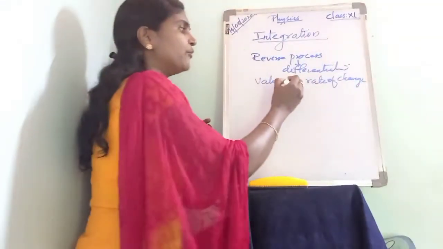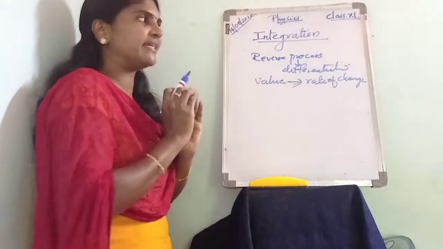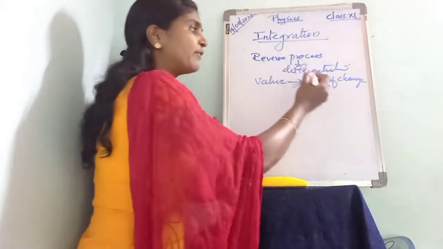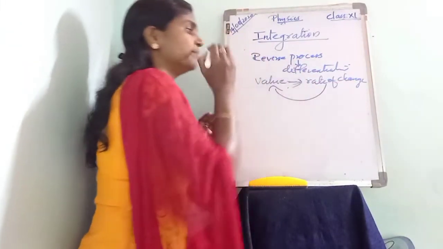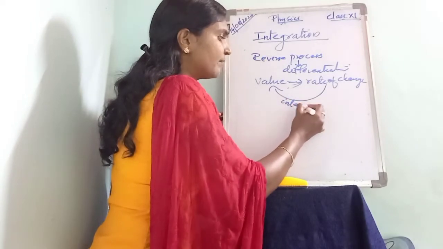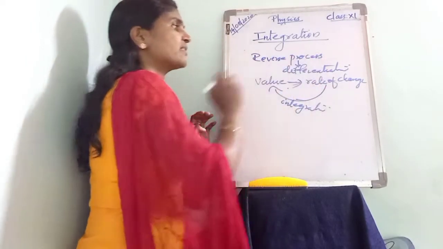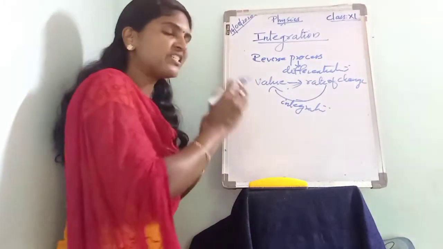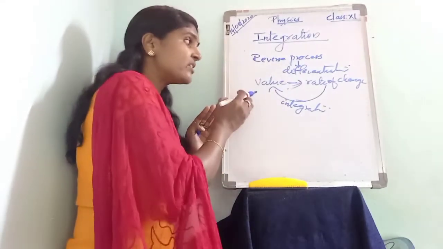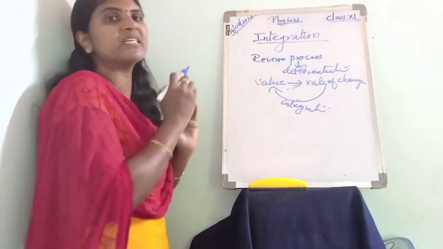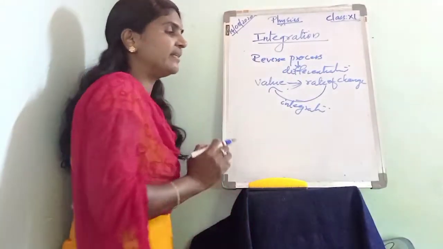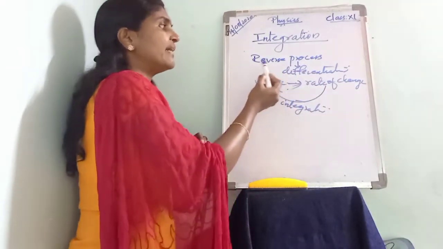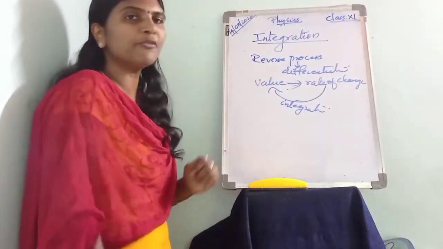Okay. We have a value here, and from the value we calculated the rate of change. That is the process of differentiation. But in integration, from the rate, we calculate the value. This is integration. So we can say the reverse process of differentiation is integration. In differentiation, we measure the rate of change, but in integration, we measure the value. That is the difference between these two.